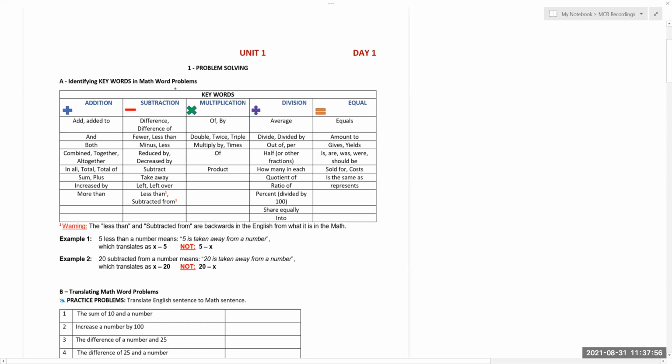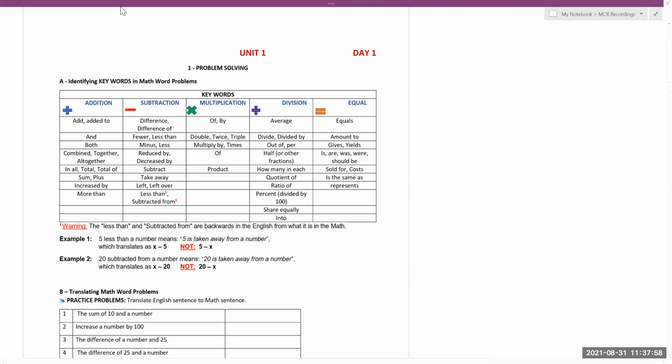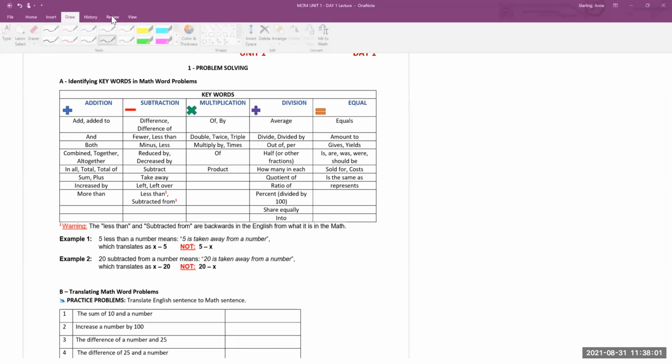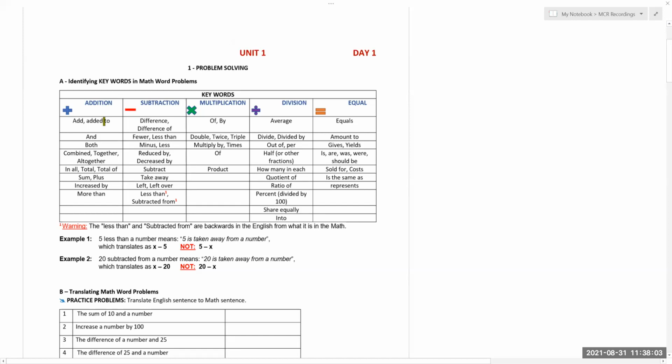And a lot of times in problem solving, it's going to be word problems that we need to then translate into math. So we've got our keywords that tell us this is addition, this is subtraction, multiplication, division, etc. The big ones for addition, are ones that you've seen: and, both, combined, sum, things like that.